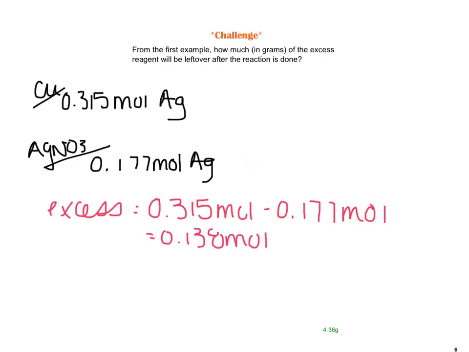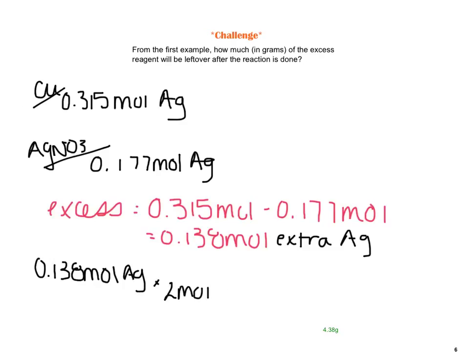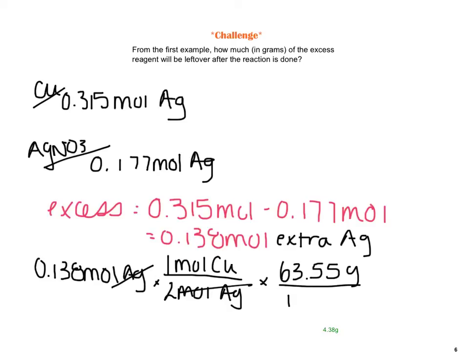So, going backwards, this was 0.138 moles extra Ag that couldn't be formed because we ran out due to silver nitrate. So 0.138 moles of Ag times 2 moles of Ag from our mole ratio per 1 mole of copper, my reactant. So moles of Ag cancel out. And I'm just going to multiply by its molar mass to get back to our grams. And this gives me 4.38 grams.